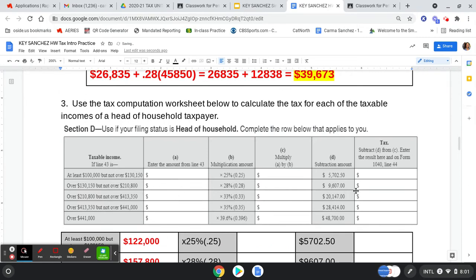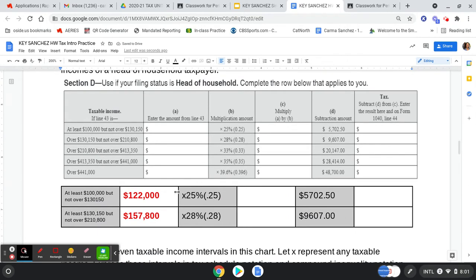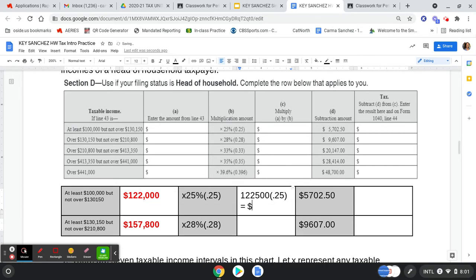Okay, on this next one, we're going to use the worksheet that would be given on your actual IRS tax form to calculate. So it says at least 100,000 but less than 130,000. Our income is going to be in between, kind of like looking at the second row of this worksheet. So what they have us do on this worksheet is put that amount of 122,000 and multiply the entire amount by 25%. And then they've given us an amount to subtract off that's already been calculated. So 122,000 times 0.25 gives us 30,500.